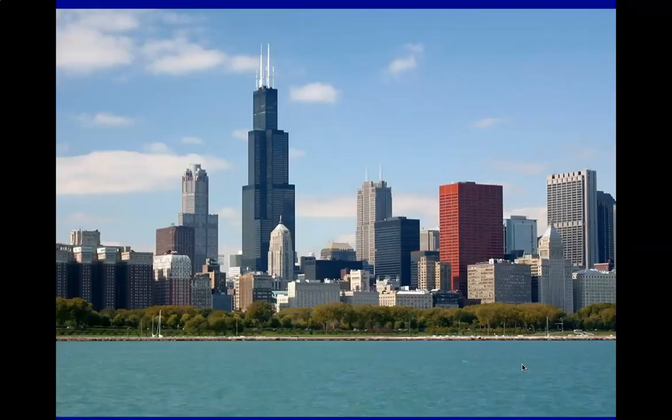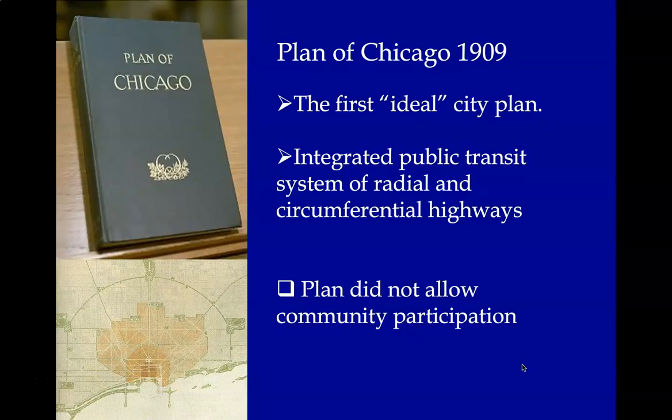When we talk about cities, Chicago has an important history in the study of urban areas. The plan of Chicago in 1909, this was the first ideal city plan. It integrated public transit systems and highways. So this is an early design for Chicago that was never actually implemented. But you see here, it's kind of like a wheel system where you've got the center and you've got these spokes, which are different roads that would take people in.